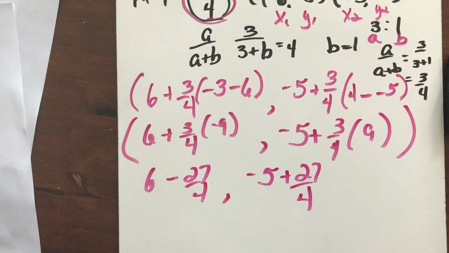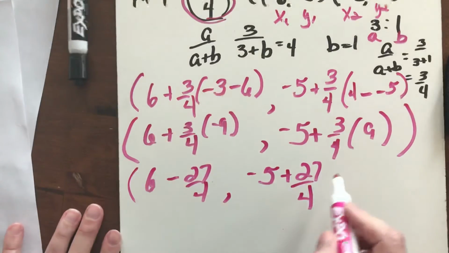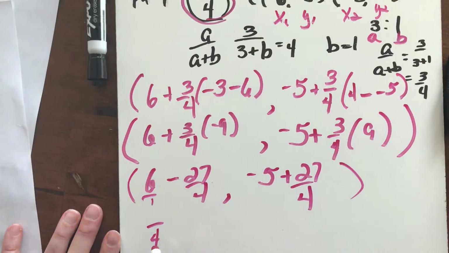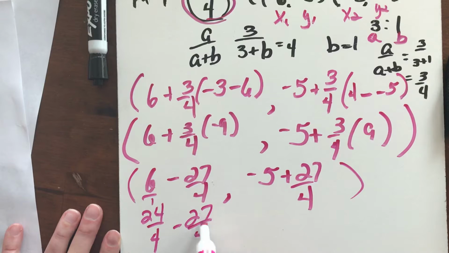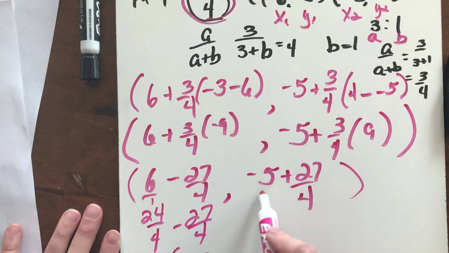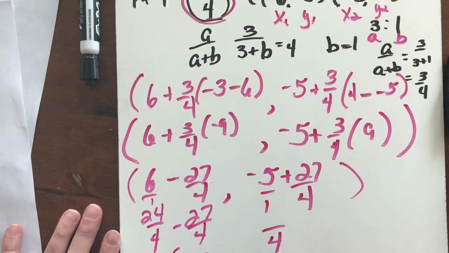All right, so again, I'm going to do the finding the common denominator. So this is going to be over 4, over 1. 1 goes in 4, 4 times 6 is 24. So I'm going to have 24 over 4 minus 27 over 4, which is going to be -3/4. And then it's going to be over 1. So 1 goes in 4 times. 4 times -5 is -20. -20 over 4 plus 27 over 4 is 7 over 4.